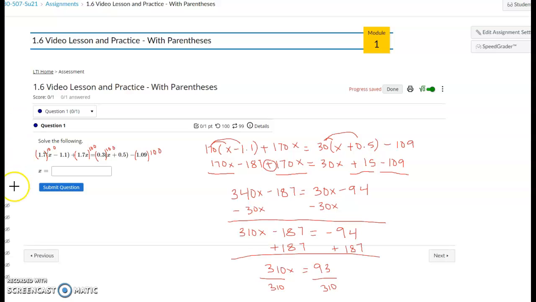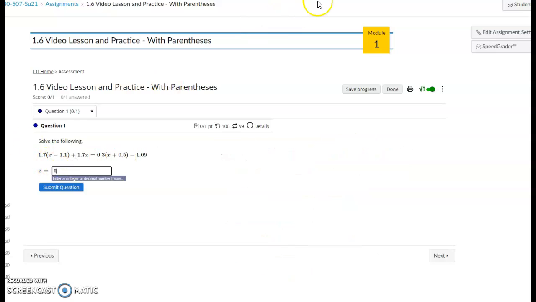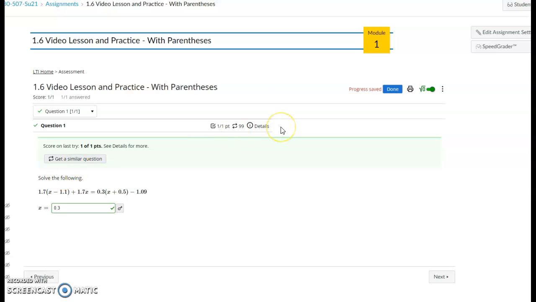And I get 0.3. Okay, so notice at the beginning we multiplied by 100. We then distributed, combined like terms on the same side, and then we had to get our x terms on one side and the constant terms on the other. Okay, so let's see if that's right. Woohoo! We got green.